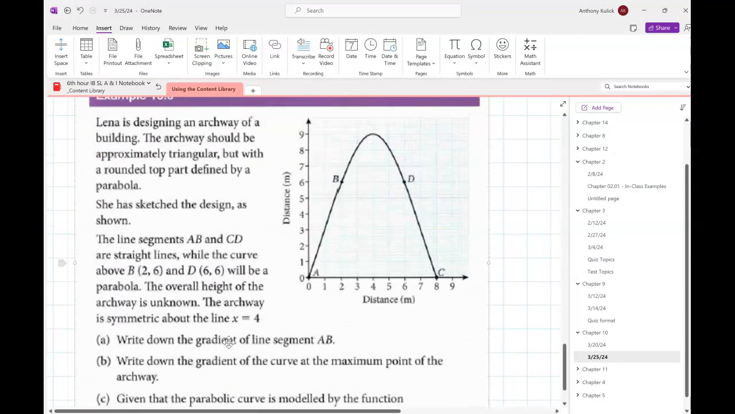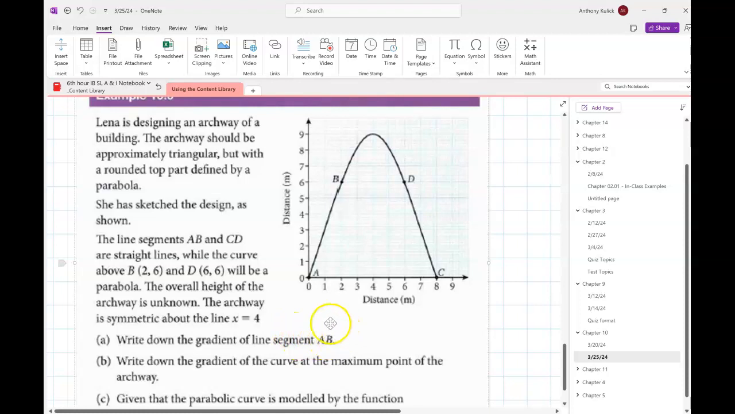So it says Lena is designing an archway of a building. The archway should be approximately triangular, but with a rounded top part defined by a parabola. She has sketched the design as shown. The line segments AB, CD are straight lines, while the curve above B and D will be a parabola. The overall height of the archway is unknown. The archway is symmetric, though, about the line x equals 4.